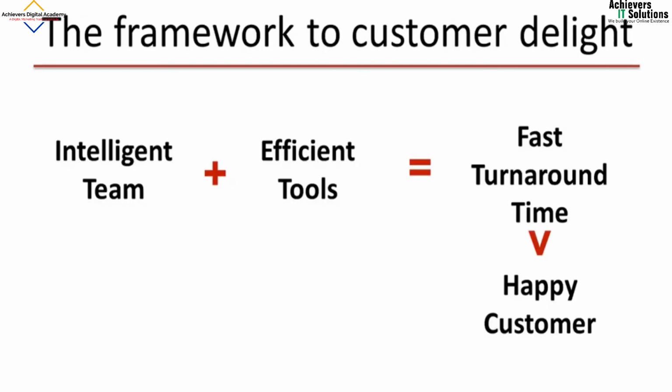So this is the framework to customer delight. You have an intelligent team. You need an intelligent team to know what to reply, how to reply, how to deal with the customer, how to deal with the situation. Combined with tools that I'll be talking to you about in a minute from now. Tools that you can use to manage customer response management at scale. When you have these two in place, you will have a fast turnaround time, and when you have a fast turnaround time, you will have a happy customer. Right? This is something that all brands want. We all want happy, delighted customers.